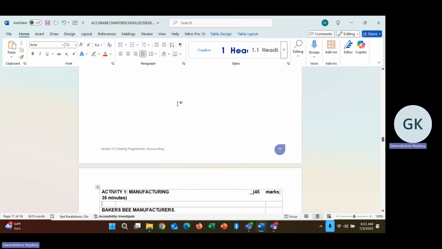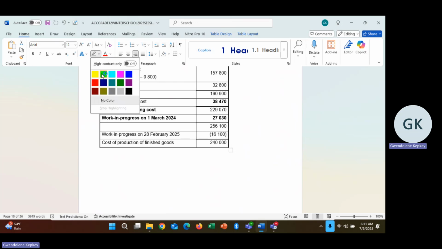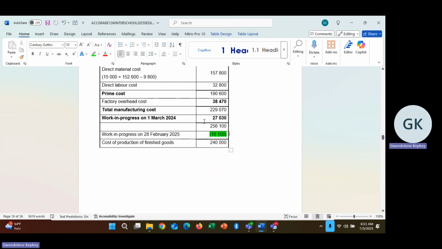So grade 12s, let's quickly continue. The 27,030 has been typed in for me. If I add these two, I come to a figure of 256,100. What do I deduct? I now deduct my work in progress at the end of the year, not the beginning, the end.